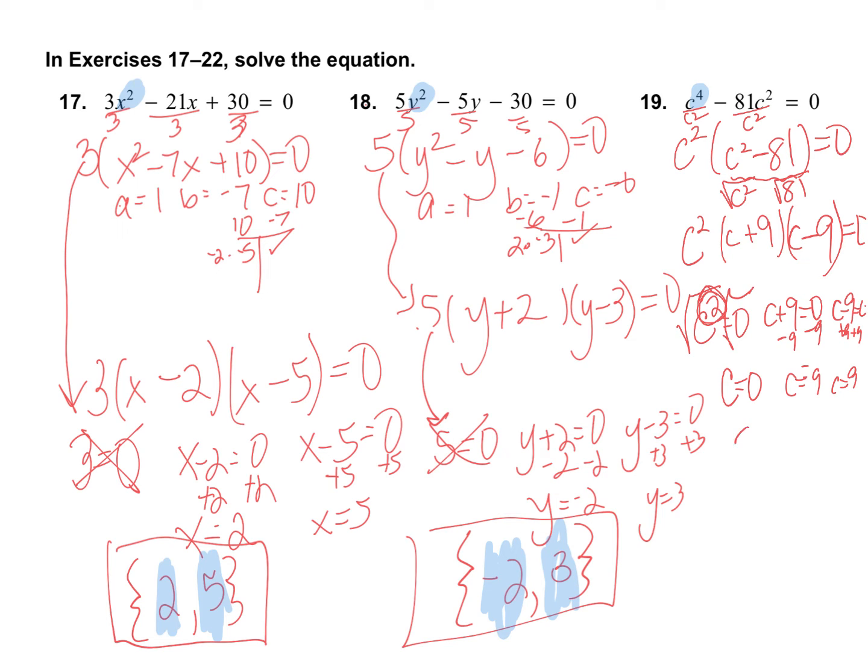So my 4 solutions, 0 is called a double root, or negative 9, that's 1 root, 0, that's 2, and 9, that's 1 more, so that would make 4. So sometimes you'll have more than 2 solutions.